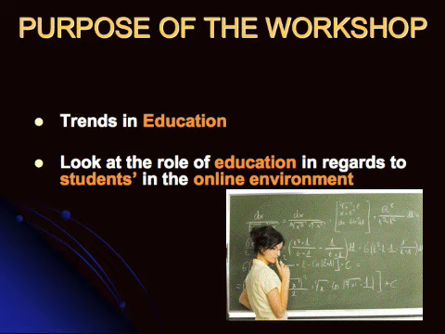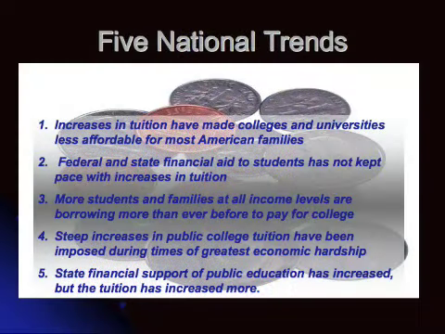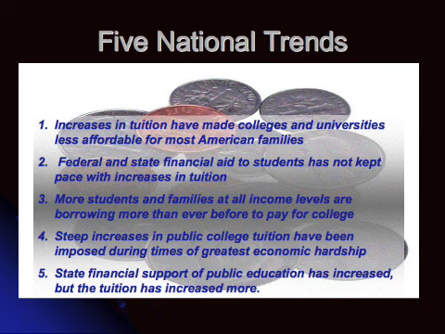Before we can get a better sense of what's happening in the online environment, we need to take a look at the national trends. And there are 5 national trends that are very important when looking at the role of education. Trend number 1 talks about increases in tuition that have made college and universities less affordable for most American families. As we all know, we're in a time of a recession, and the cost of everything has gotten exceedingly more expensive. Therefore, college has also increased.